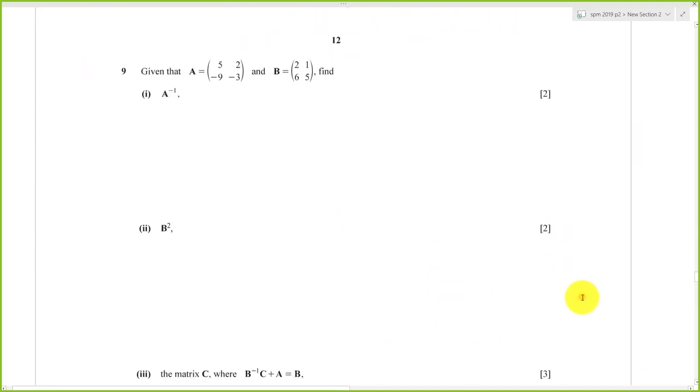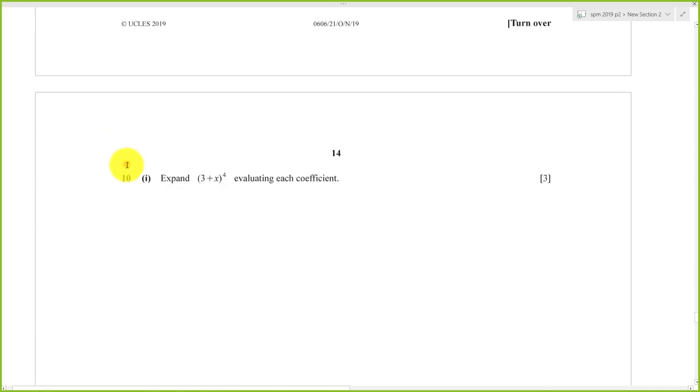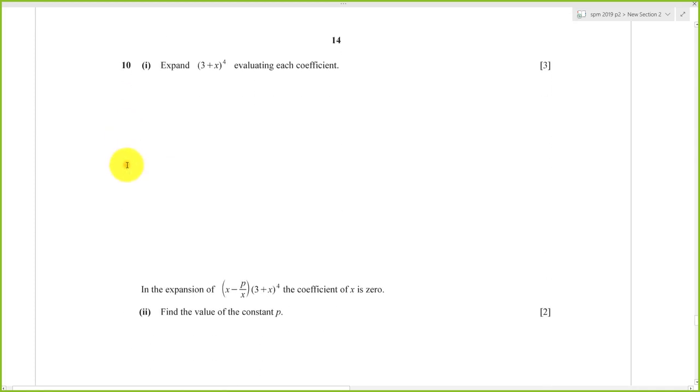Let's move on. You all don't do matrix already, right? In your school also. Because matrix you only do for your extended math, right? I think so, because I remember last year I read the 2020 exam, they don't have matrix anymore. So I will just skip the matrix.